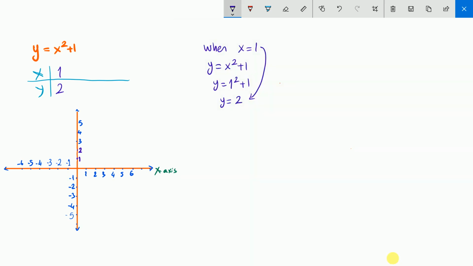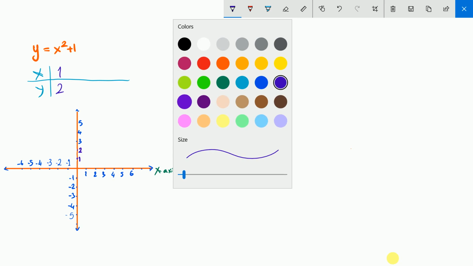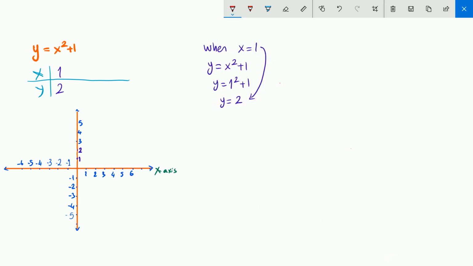Then second value, I should give second value. I have to pick the number that is close to 0. So when x is minus 1, let's say, y equals, and I strongly recommend, you should use parentheses for negative numbers to not get confused. So negative 1 squared plus 1, y equals negative 1 times negative 1.